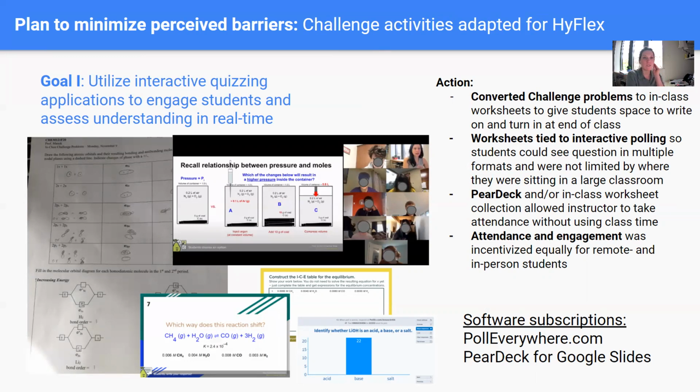And then those worksheets were tied to interactive polling so that students could see the question in multiple formats in case it was difficult to see from the back of the room, or if my slides weren't clear for a remote student. It just gave them multiple points of access. And then I used Pear Deck as well as in-class worksheet collection to take attendance without using class time. This allowed me to give equal weight to remote and in-person attendance and engagement, despite the challenges of monitoring the chat, trying to get my lead tutors to help with that.